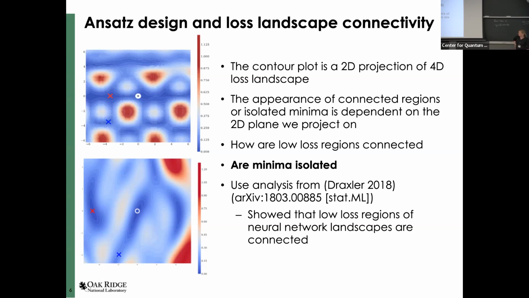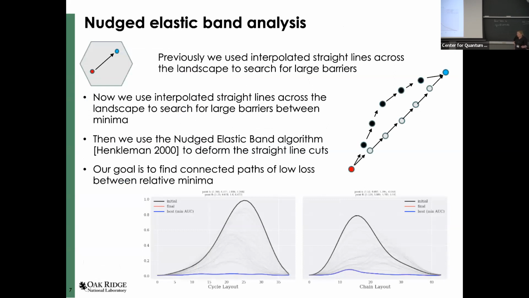So we took the approach that they used for classical neural networks, and we applied it to our quantum circuit landscapes. That analysis is an algorithm known as the nudged elastic band. The nudged elastic band algorithm is a search for low loss paths in our higher dimensional loss landscape. The workflow in a nutshell is this: we have 2 minima, represented by the red and the blue points. The starting point is we draw a straight line connecting these 2 minima. That would be our first guess of how to go from minima A to minima B.